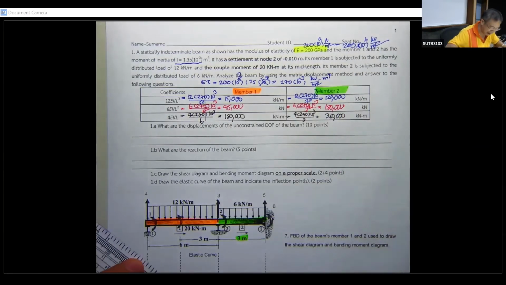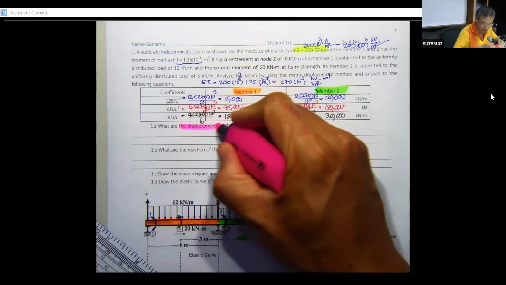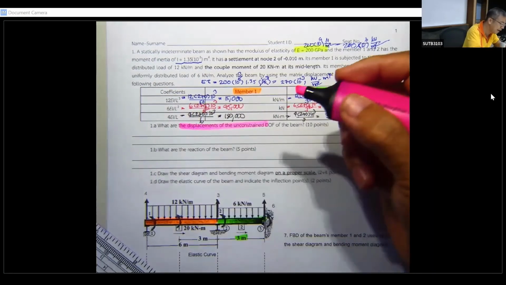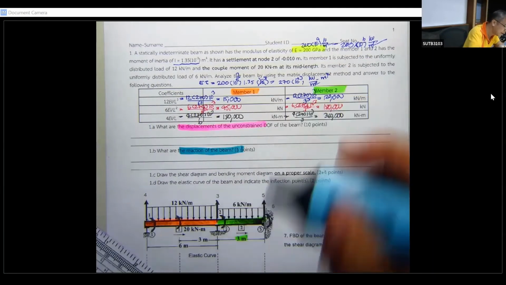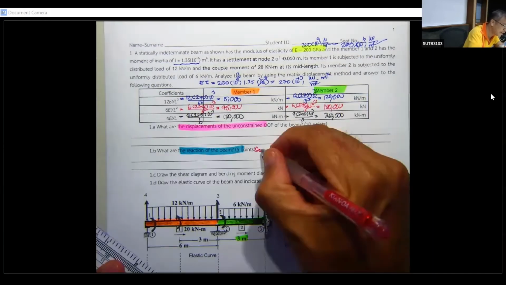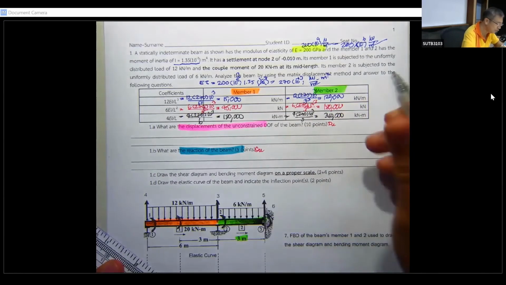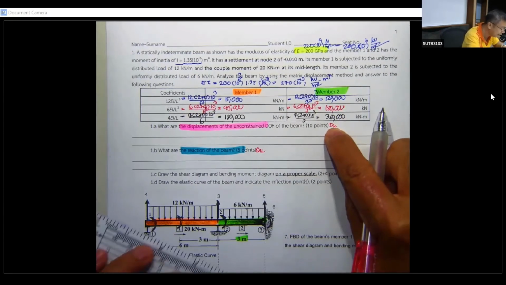Then they ask us to find this one. This one is going to be D sub U. And then you're going to find this one. This is going to be the Q sub U. Okay, this is going to be Q sub U. This is going to be D sub U. Then you draw the shear diagram and moment diagram and draw the elastic curve.